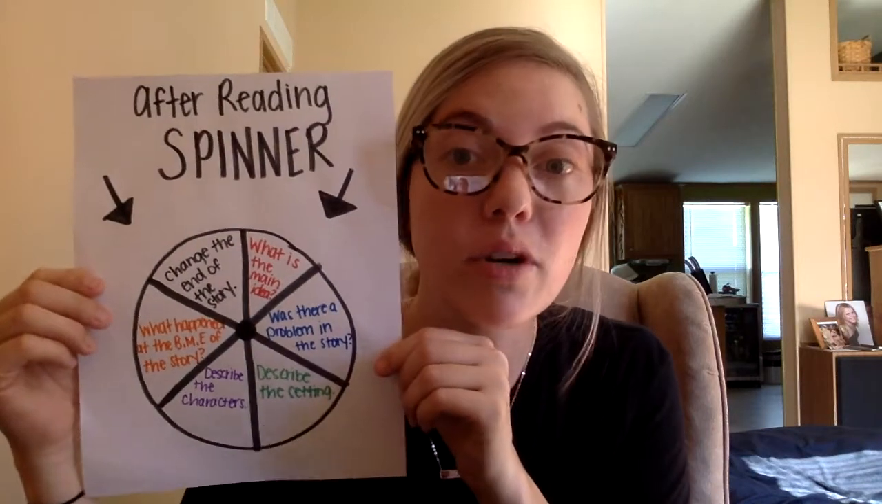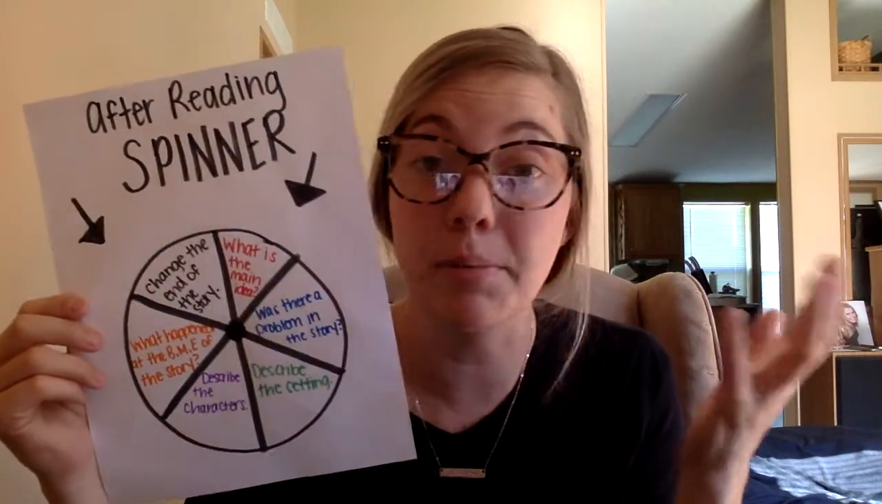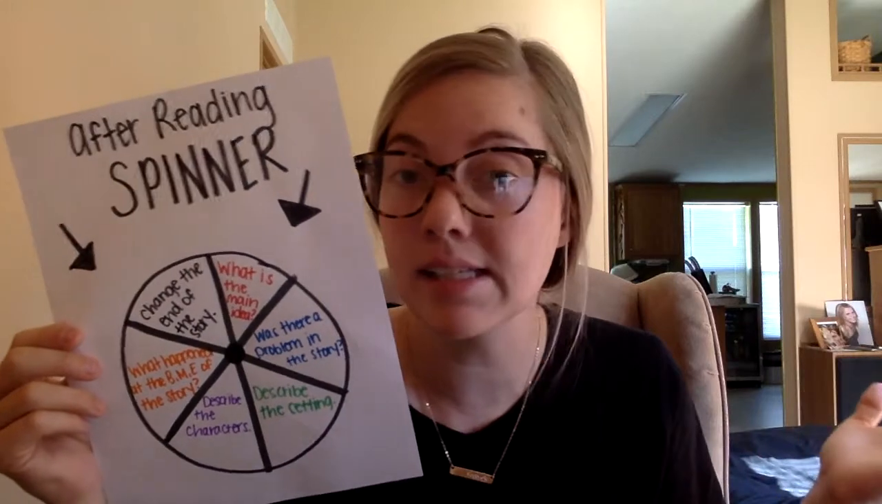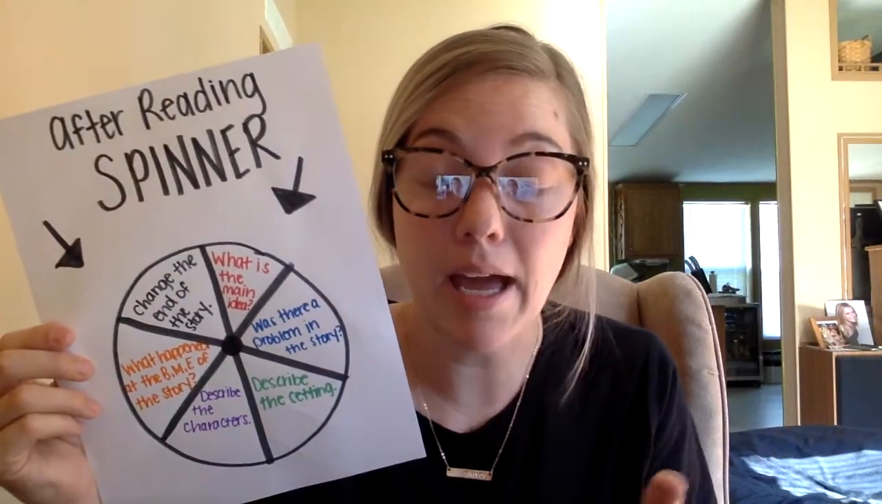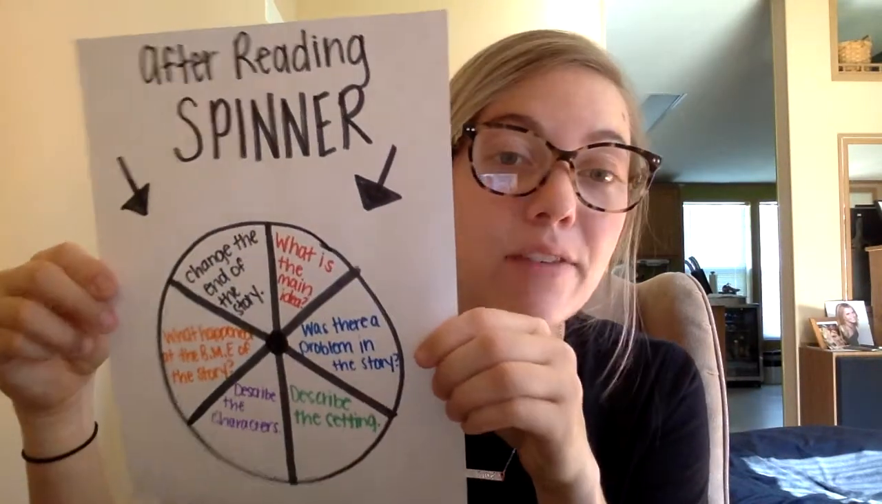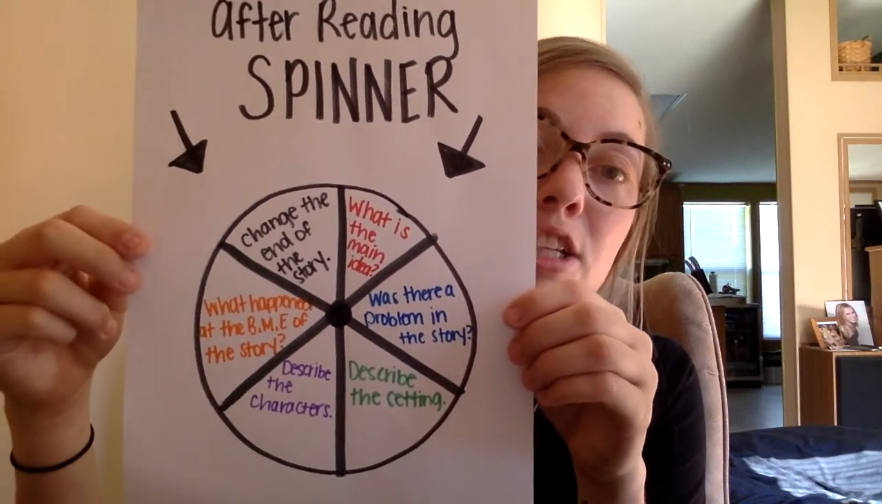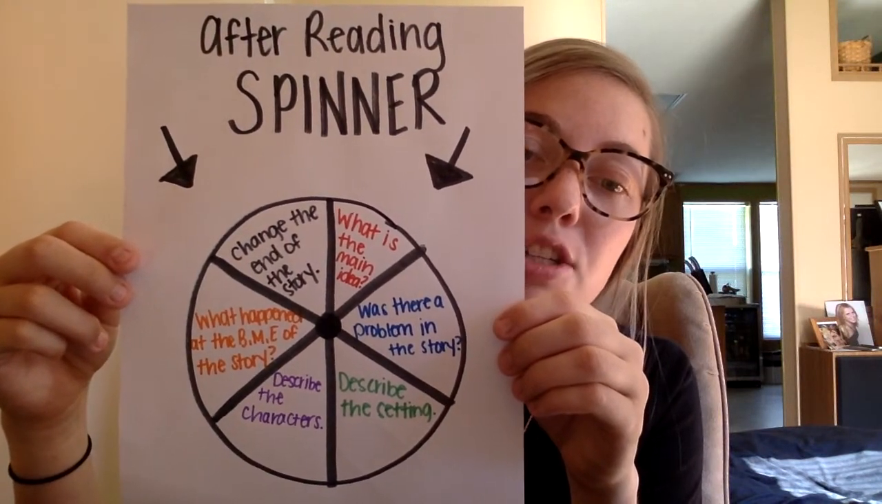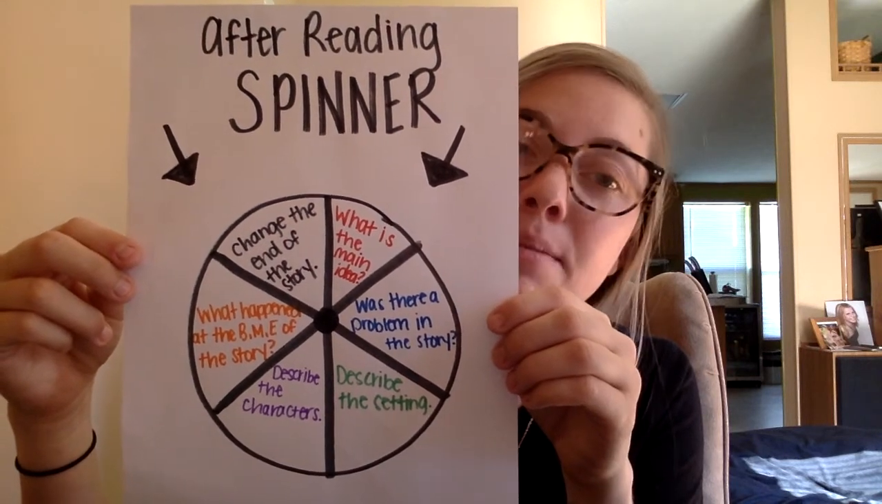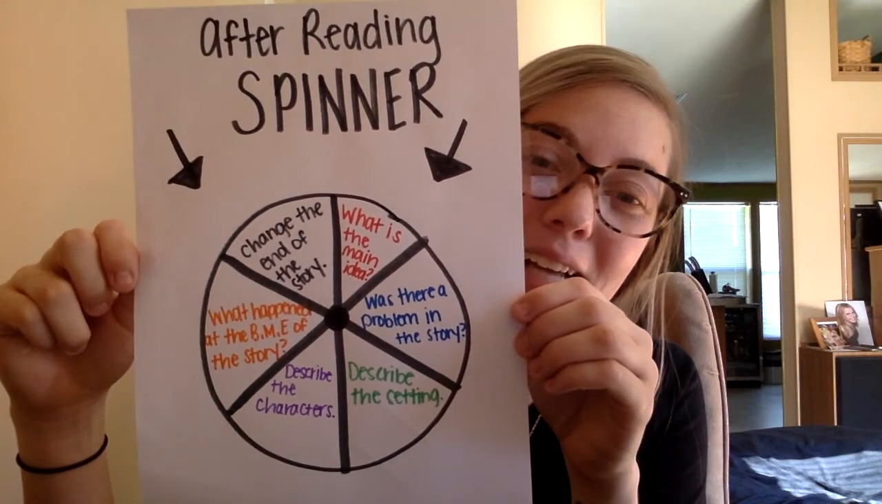So these are questions that you could ask after any story that you guys read at home with your parents, siblings, grandparents, aunts, uncles, anybody. Okay? So here is the after reading spinner. If you guys want to see that, you guys can make this at home. And it's just a fun way to ask those comprehension questions when you are done reading to make sure that you understand what you are reading.